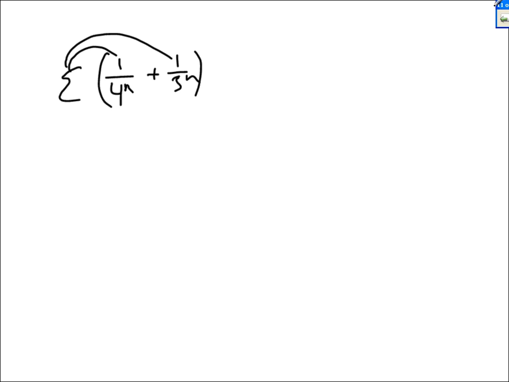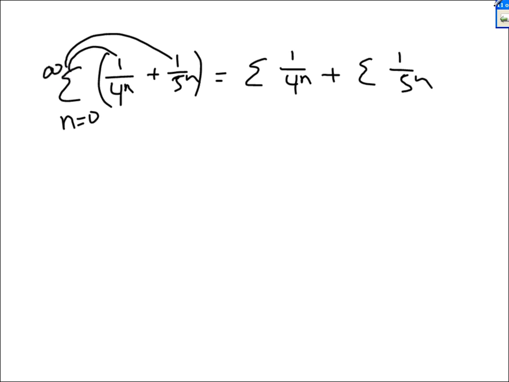Here's a silly problem. Somebody asks you to find the sum of 1 over 4 to the n plus 1 over 5 to the n. Remember, sigma distributes across addition. That is, this is just the summation of 1 over 4 to the n plus the summation of 1 over 5 to the n. And I forgot to tell you, n goes from 0 to infinity.